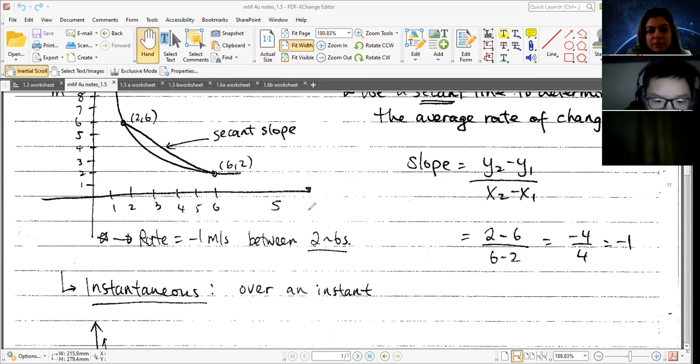Now, average rate of change is equal to 2 minus 6, the Y2 minus Y1, divided by X2 minus X1, so 6 minus 2. So it's going to be negative 4 over 4, which is negative 1. Negative 1 is going to be the slope of the line that you see here. So that was average rate of change.